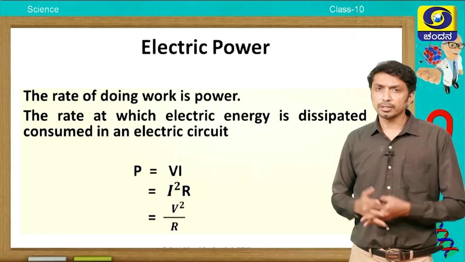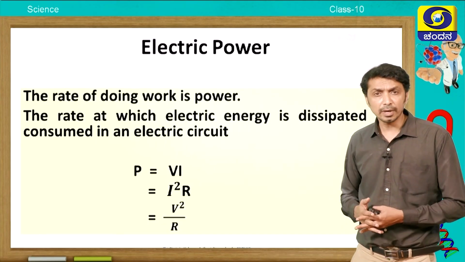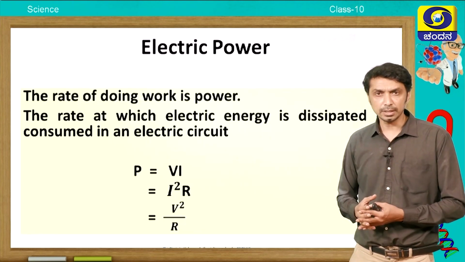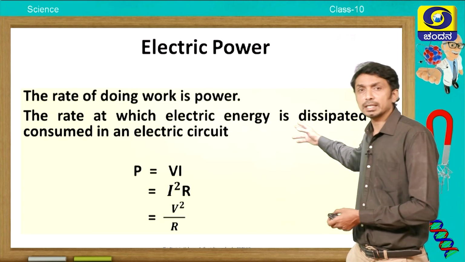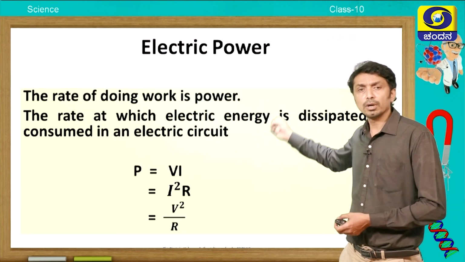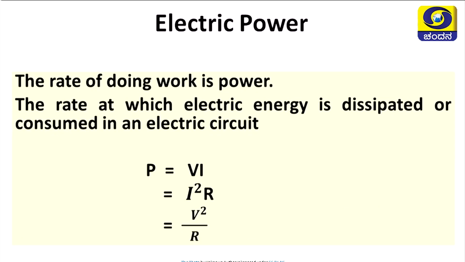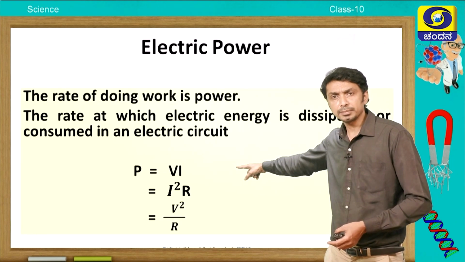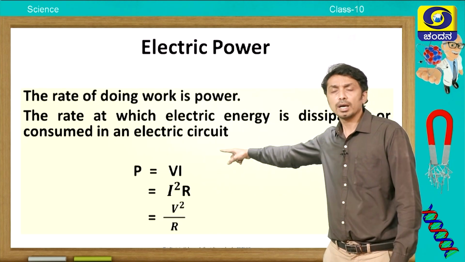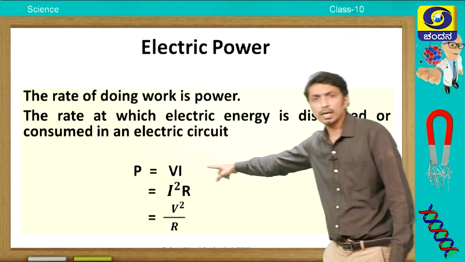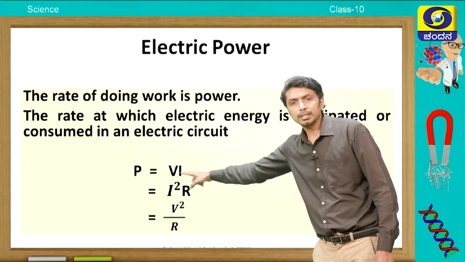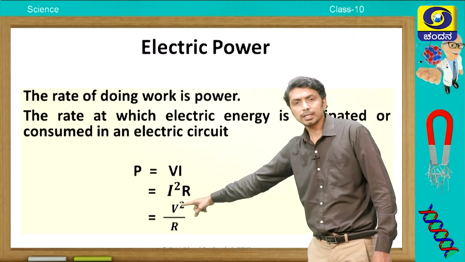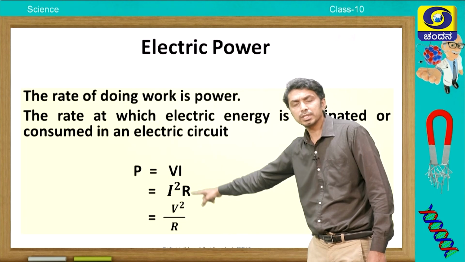Children, earlier you saw that electrical power means the rate of doing work by making use of electrical energy. So, here the rate at which electrical energy is consumed or dissipated is called electric power. As you can see, P is equal to VI, that is equal to I squared R, since V is equal to IR by Ohm's law. So, IR into I gives I squared R, and also the power can be symbolized as V squared by R.